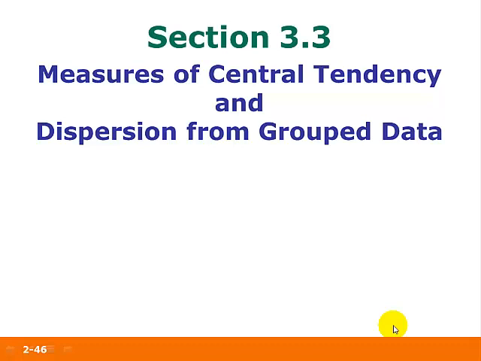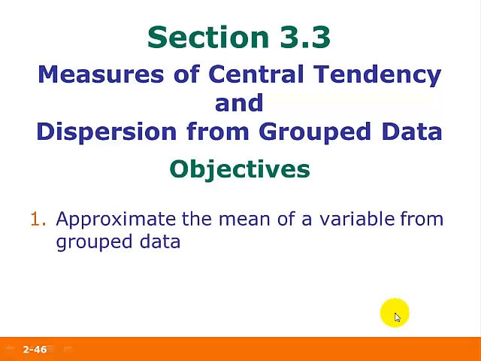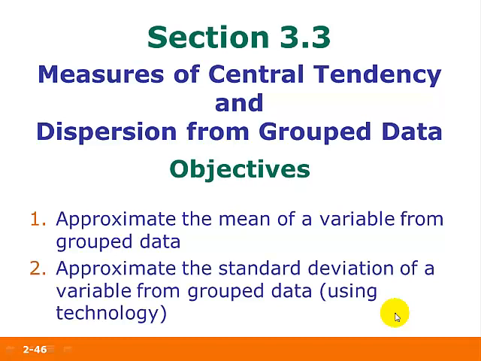This is your video for section 3.3, and we're going to talk about measures of central tendency and dispersion from group data. So the objectives in this section are: 1. To approximate the mean of a variable from group data, and 2. To approximate the standard deviation of a variable from group data using technology.